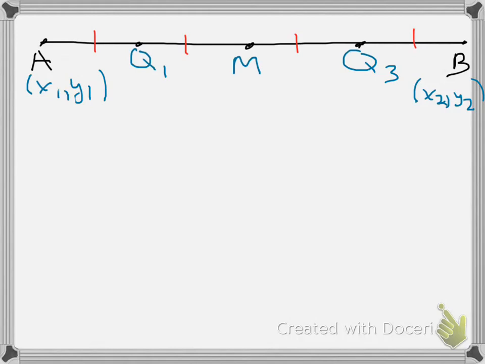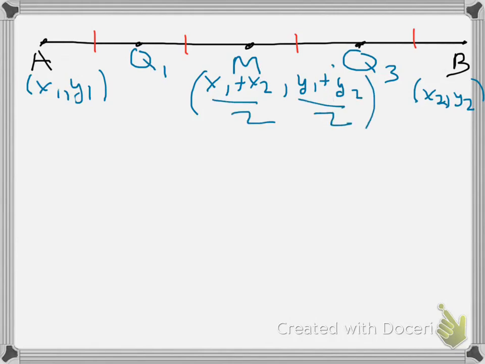Okay, now we already know the coordinates for the midpoint. It says take the average of the x's and the average of the y's. Whoops, I didn't put the y there. Forgot to divide by 2 on the x's. And so we already have this one. We already have the midpoint.